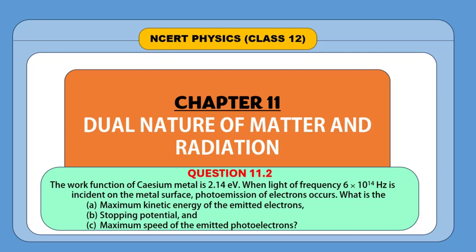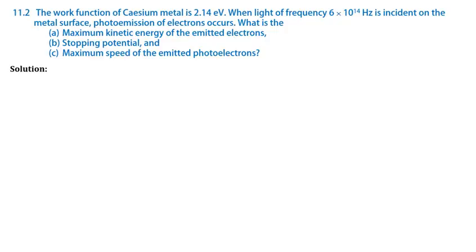So let us discuss the second question of chapter 11, Dual Nature of Matter and Radiation of NCERT Physics of class 12th. The question is that the work function of cesium metal is 2.14 electron volts. When light of frequency 6 into 10 to the power 14 Hz is incident on the metal surface, photoemission of electrons occurs. It has been asked to find the maximum kinetic energy of the emitted electrons, the stopping potential, and the maximum speed of the emitted photoelectrons.